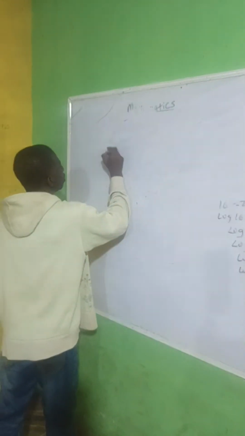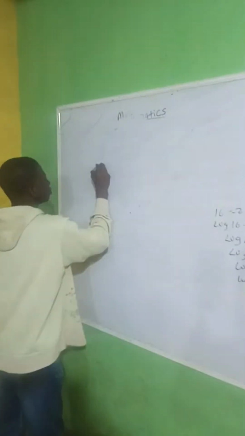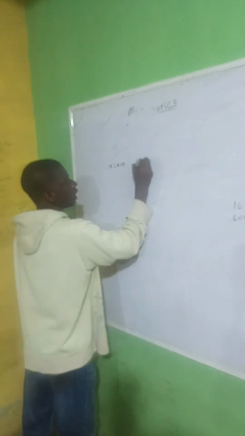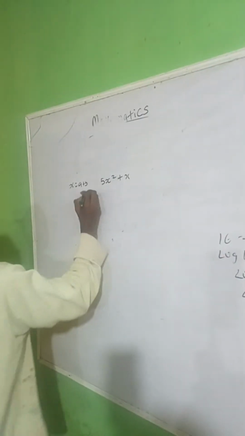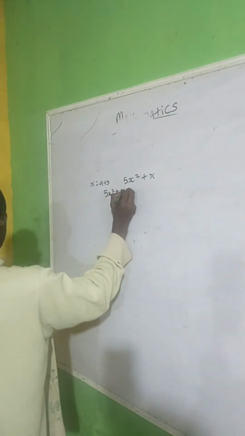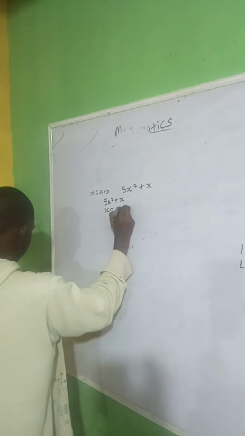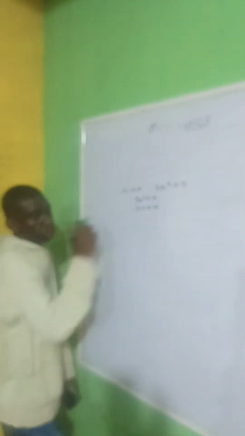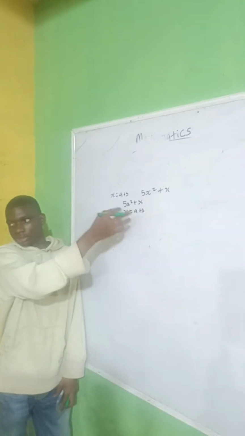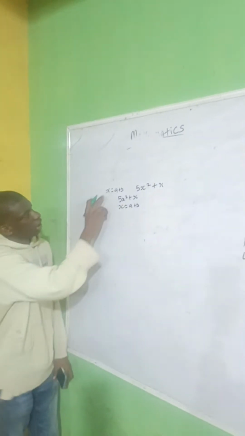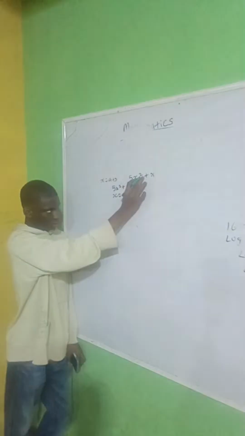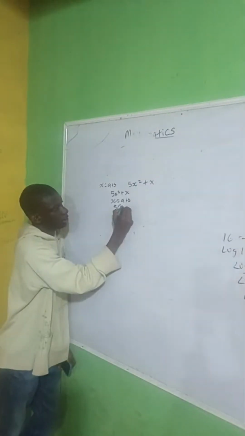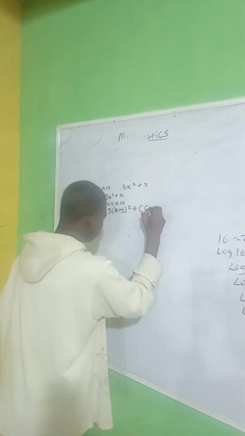In the question, if x equals a plus b, we should find 5x squared plus x. We are going to substitute x equals a plus b wherever you see x. Since they already gave us the hint that x is equal to a plus b, instead of writing 5x squared plus x again, I'm just going to write 5 brackets a plus b squared plus a plus b.